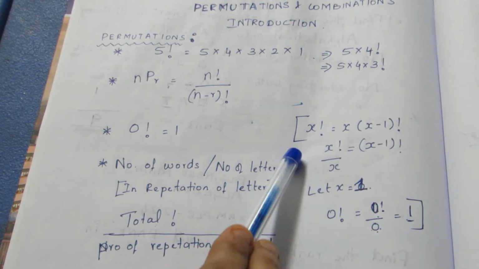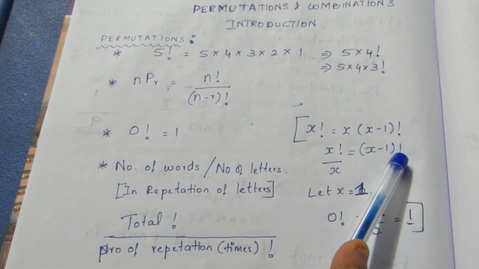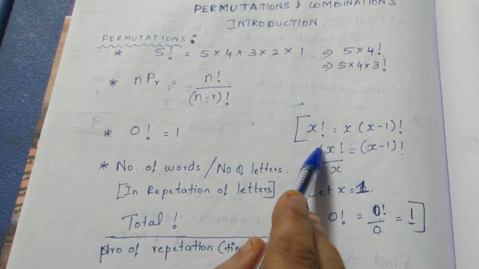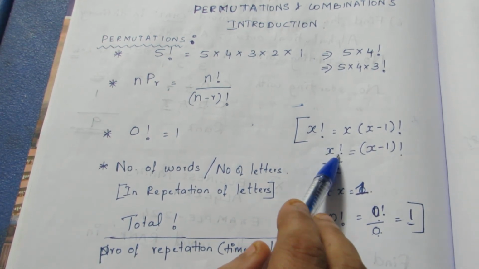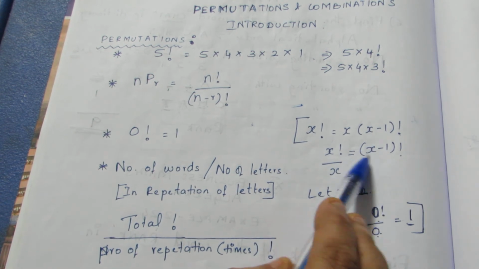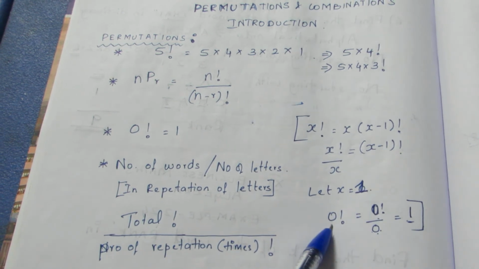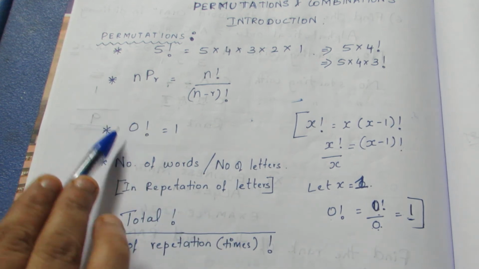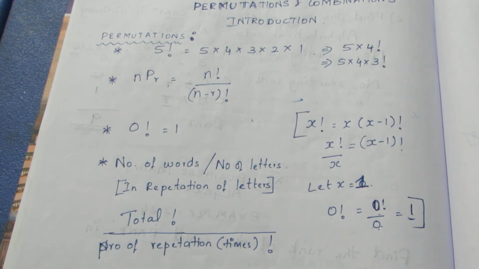If I bring this x to this side, it becomes x factorial by x is equal to x minus 1 factorial. Now let us take x to be 1. If I substitute it here, this will be 1 factorial by 1, which is 1. On the other side it becomes 1 minus 1, which is 0. So 0 factorial is nothing but 1. This is the proof for 0 factorial to be 1, which is not in your portion, but it will help you in competitive exams like JEE.